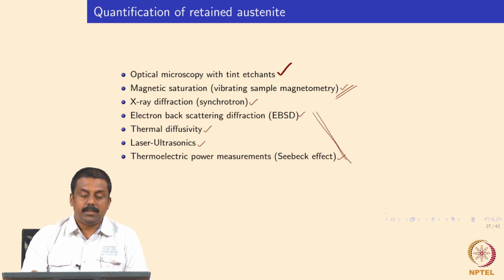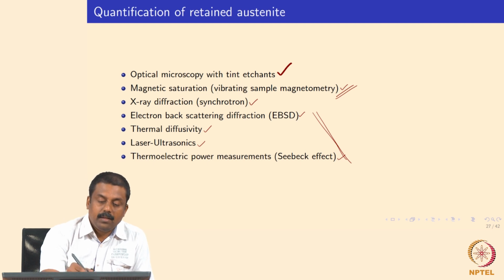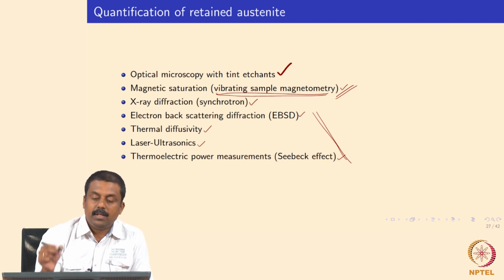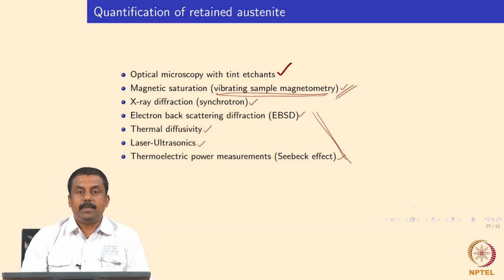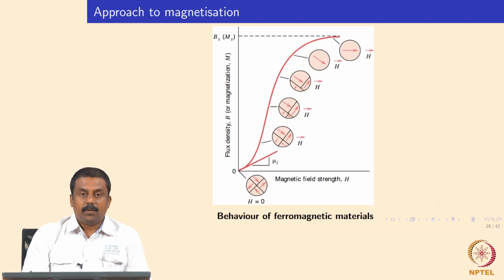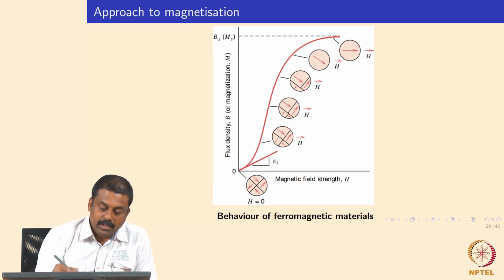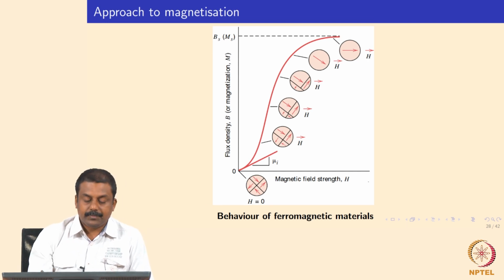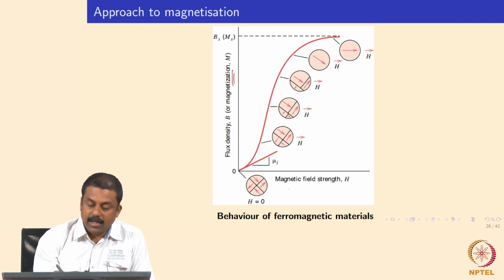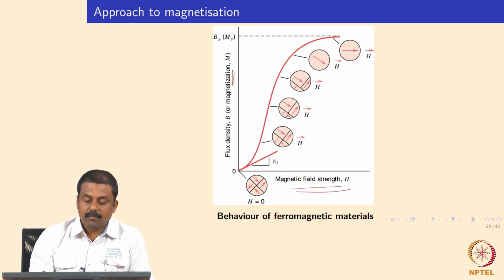The technique we use for measuring retained austenite is known as vibrating sample magnetometry. You can refer to the literature for how the technique works, but I will explain the principle of how we measure the retained austenite concentration using this technique. How we get the retained austenite concentration is by getting the saturation magnetization values. So we measure the magnetic saturation, or mass magnetization, as a function of applied magnetic field strength in Tesla.